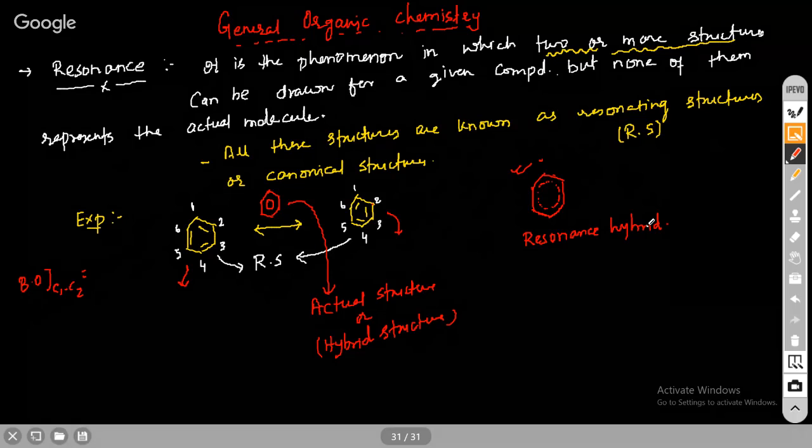Now, there are some conditions of resonance. You have to keep those conditions in mind, and only if those conditions are met is resonance possible, otherwise it won't be possible. So next we'll see the conditions of resonance. There are some more examples we'll see, but after the conditions we'll see some more examples. So first of all, you write down conditions of resonance.